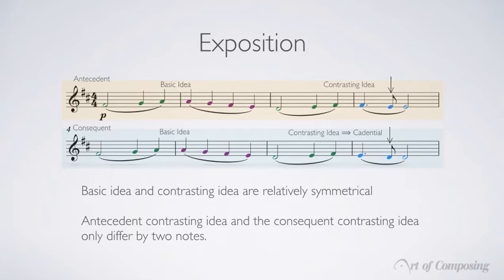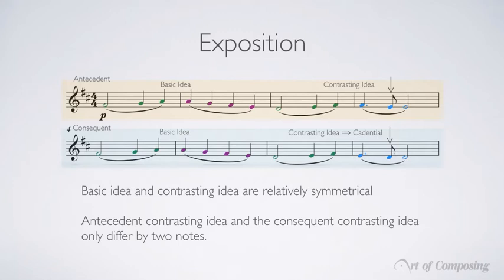The antecedent is made up of a basic idea and a contrasting idea. Here, Beethoven has written a basic idea that moves up a third in stepwise motion and then back down. This is what I like to call a scale line melody and will be covered extensively later on in this course. The contrasting idea also moves up using a scale line, but then mixes things up a little bit with a dotted rhythm. Notice the general symmetry between the two ideas.